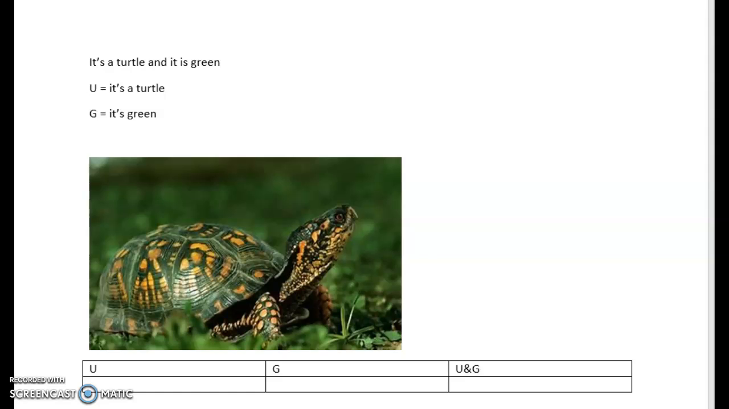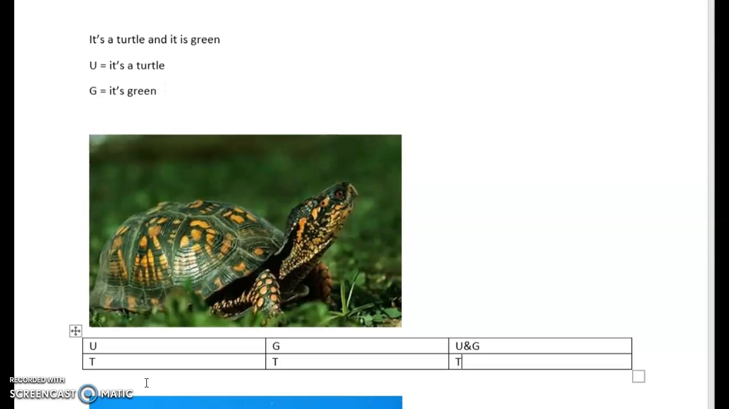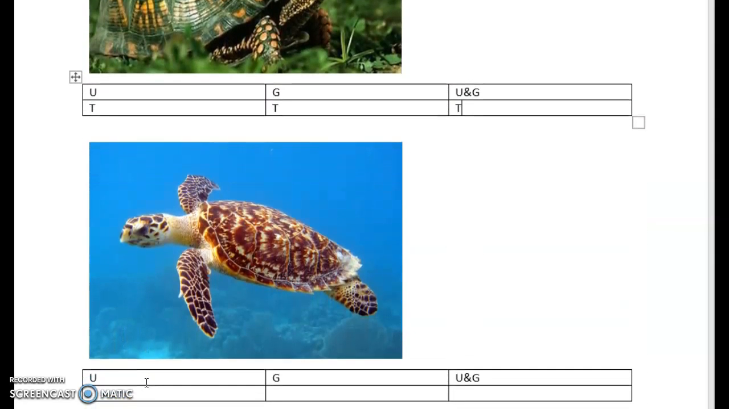So we're going to go through and basically fill in all these truth tables based on the image. So here we have a situation where U is true because it is a turtle, and G is true because it is green, correct? It is a green turtle. So here we would say that the sentence, it's a turtle and it's green, is true. Now let's go on to the next one.